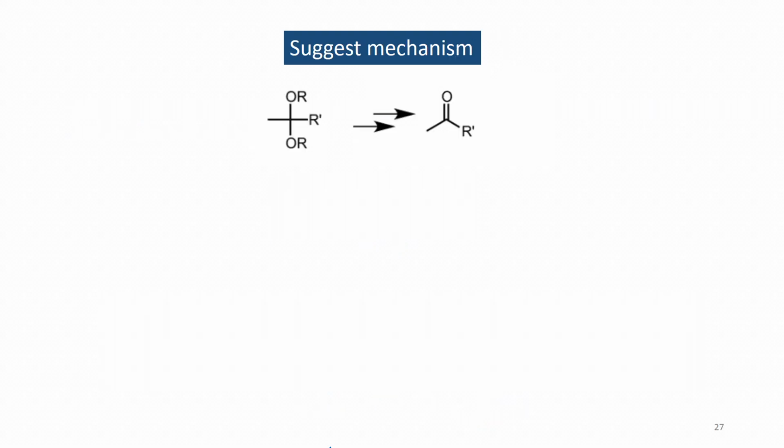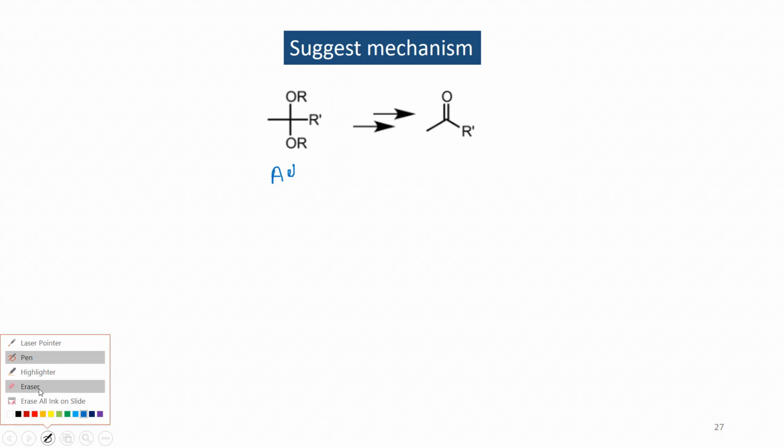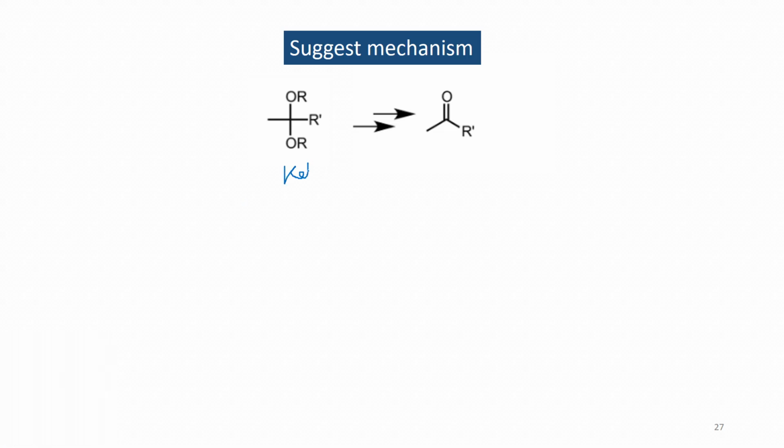So now suggest the mechanism of this reaction. This is a normal aldol deprotection reaction, because this is an acetal. Or ketal. This is a ketal. So just by deprotecting we can get this ketone.